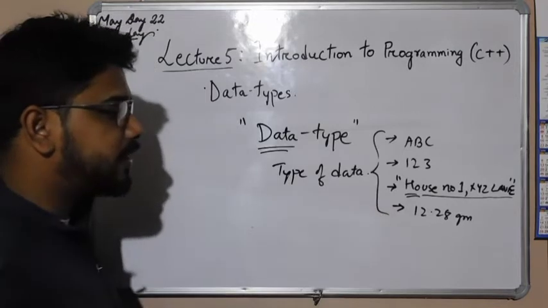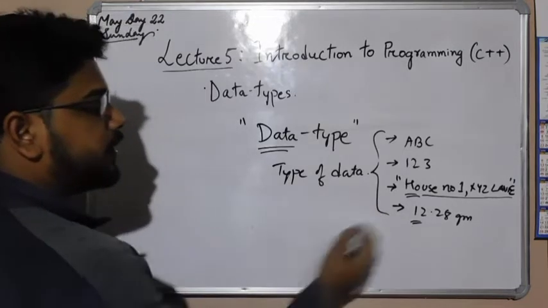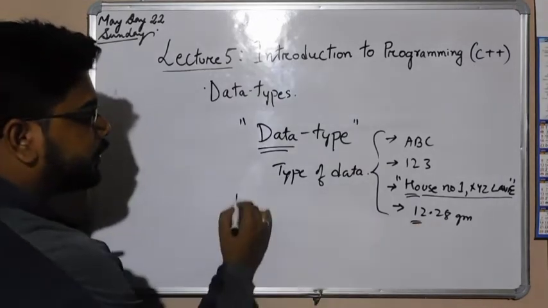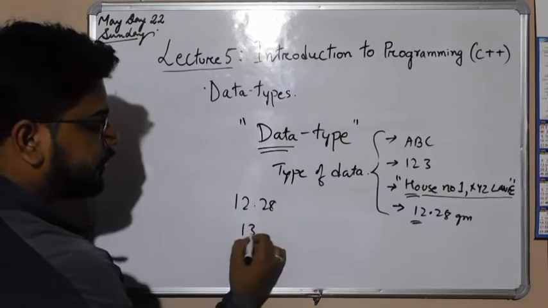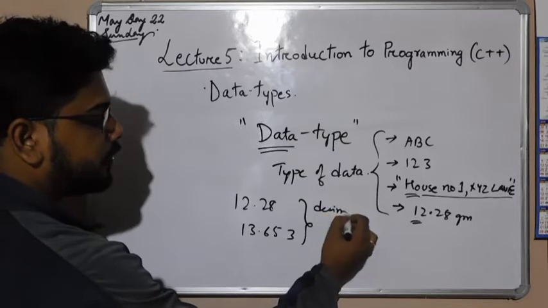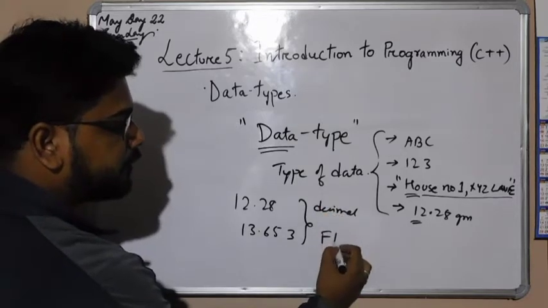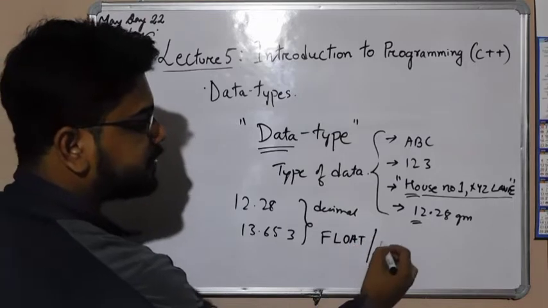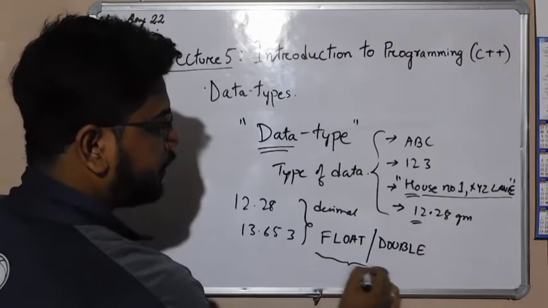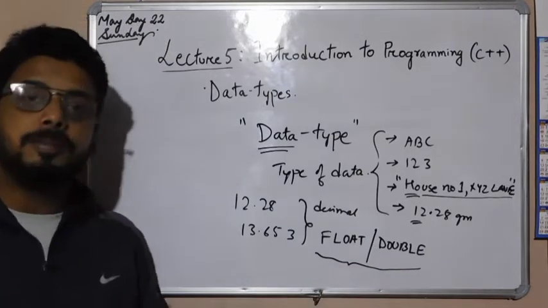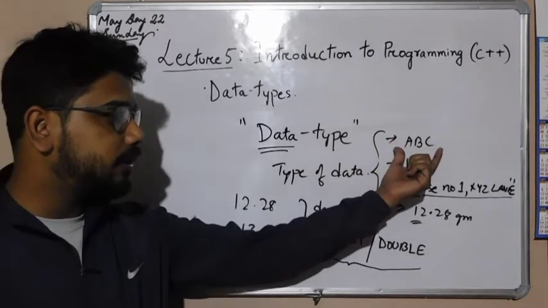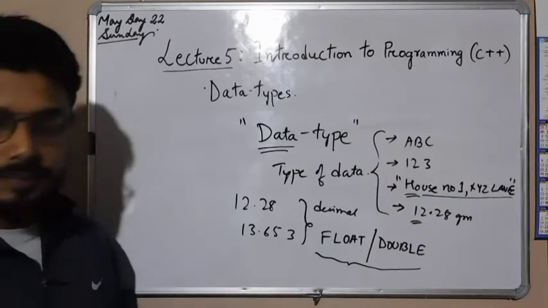Then coming to the last one, this one. Since you see there is a point here, 12.28, 13.653, all these are what? Decimals. For that, the data type we use is float, or in some cases we use double. So depending on the type of data, what kind of data we are using, we use different kinds of data types.